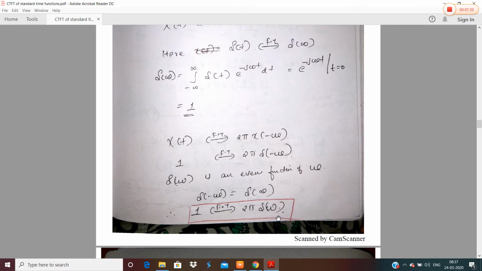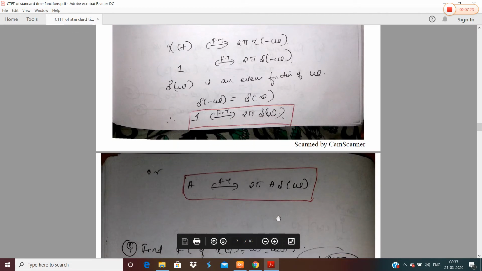And in the next section, we can see how we have generalized it. Here it is 1. Instead of 1, even if it is any constant, let it be a, we can find out the Fourier transform by using the formula 2 pi into a into delta of omega. For example, if a is equal to half, then it will have the form 2 pi into half into delta of omega. The 2 and 2 will get cancelled and it will be pi into delta of omega. Like that you can find for any constant value. That is the Fourier transform of 1.